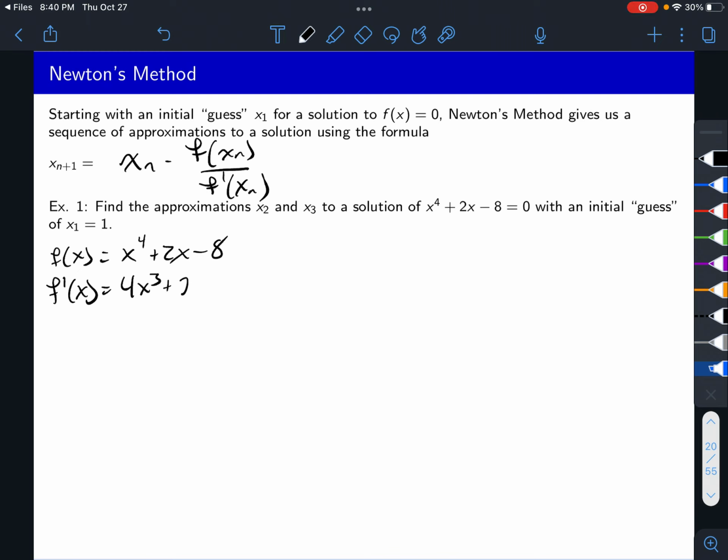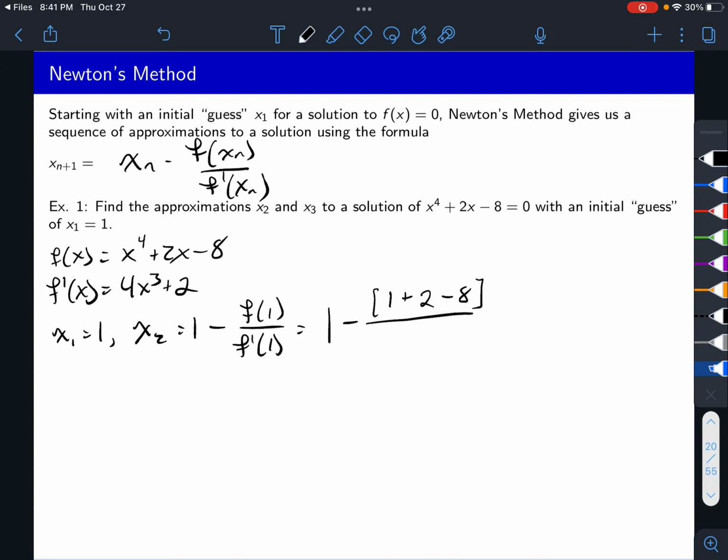And then f prime here will be 4x cubed plus 2. And so if we start with x1 equals 1, then x2 is going to be equal to 1 minus f of 1 over f prime of 1, which is equal to 1 minus, and f of 1 is going to be 1 to the fourth plus 2 times 1 minus 8, and then f prime of 1 is going to be 4 times 1 cubed plus 2.